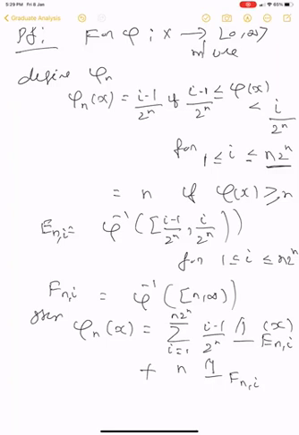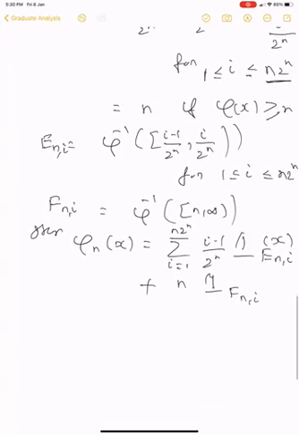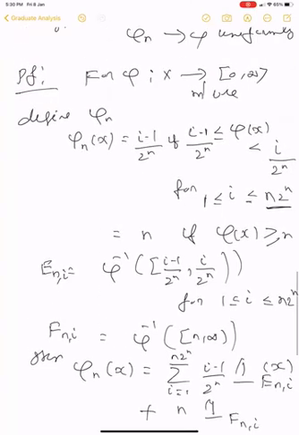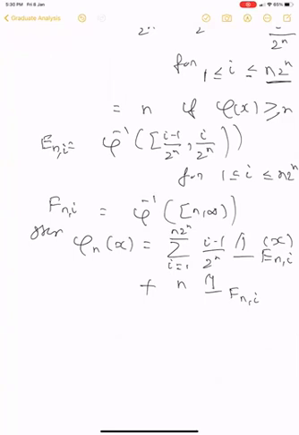Anyway, when the range phi x is between this, I minus 1 by 2 power n to I by 2 power n, then we take it to be I minus 1 by 2 power n. Or you can take the inverse image of this interval through phi and then call that as ENI. And on that set, you define it to be I minus 1 by 2 power n. And on the other set where phi of x is greater than n, in that set you define it to be n. Okay.